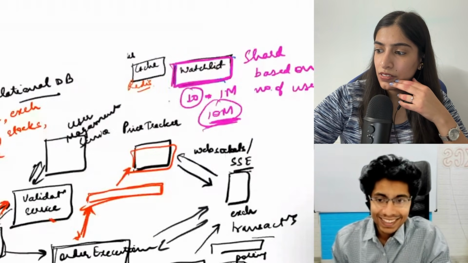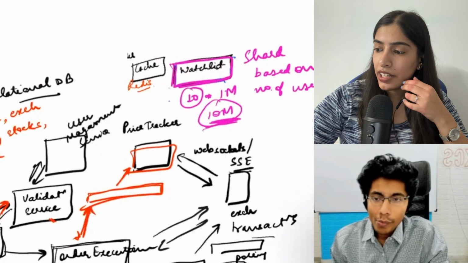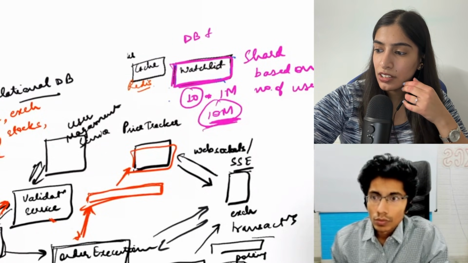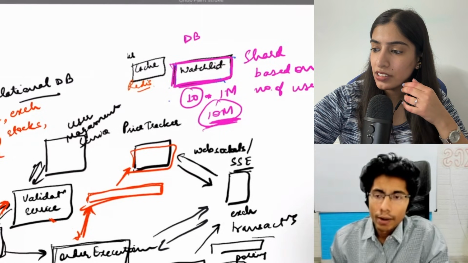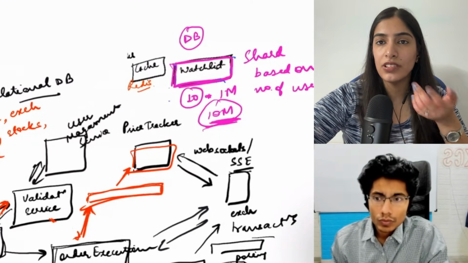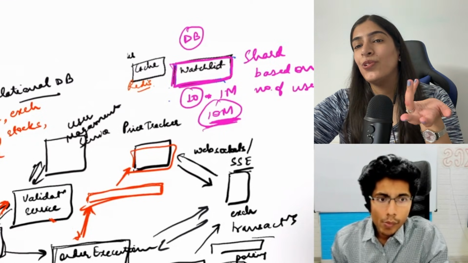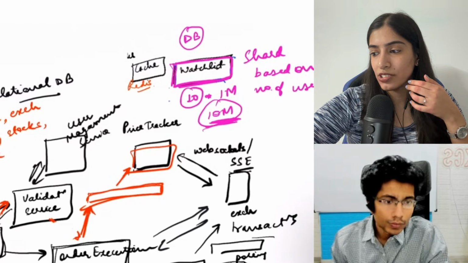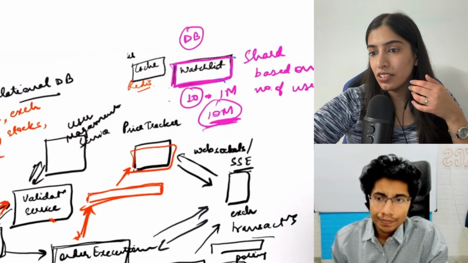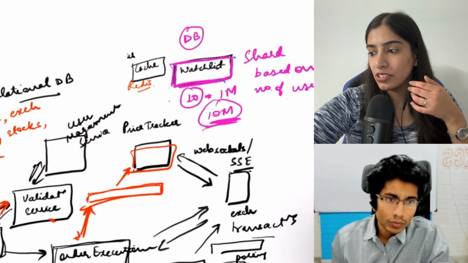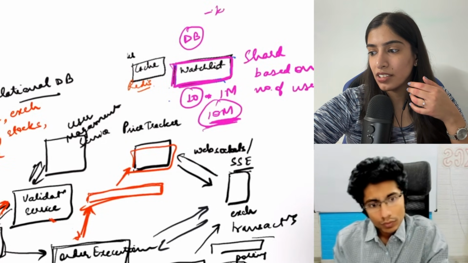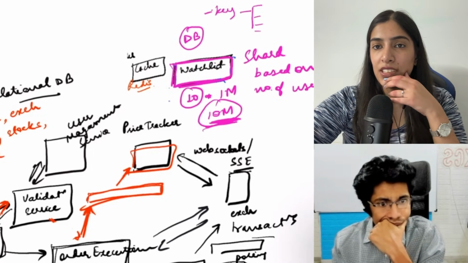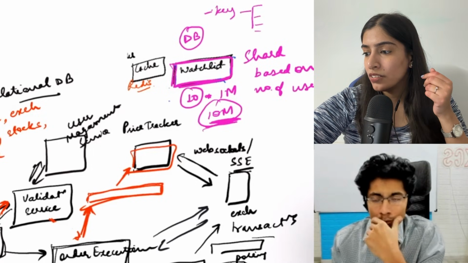Also, there's going to be a different DB for watch lists, right? This DB could be relational or could be NoSQL also, because there's a watch list name, which is the key, and based on that there's a list. So what do you think, should it be SQL or NoSQL?